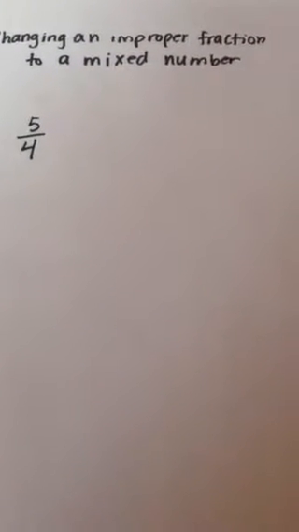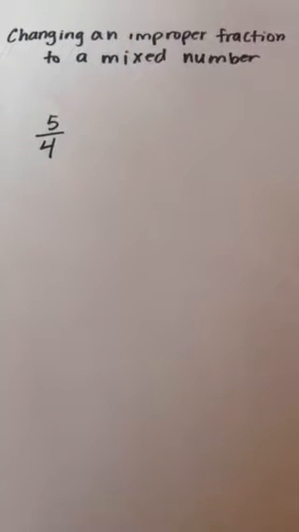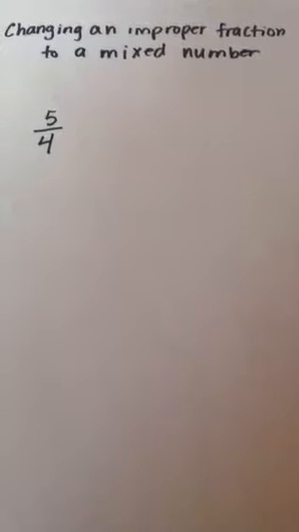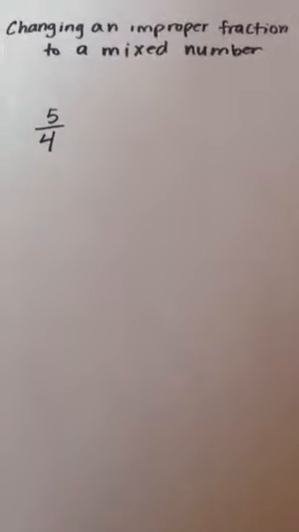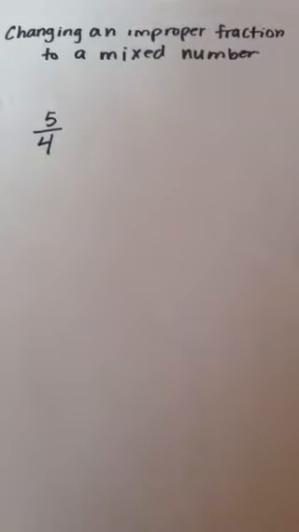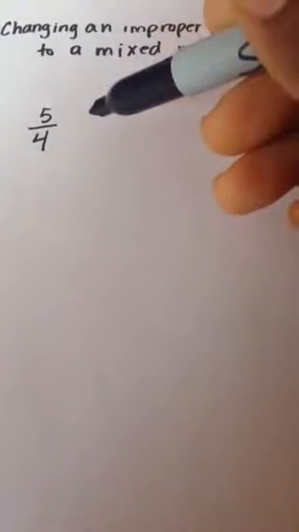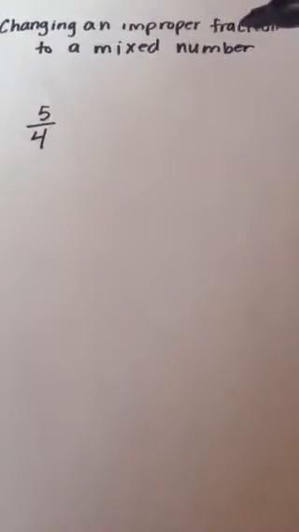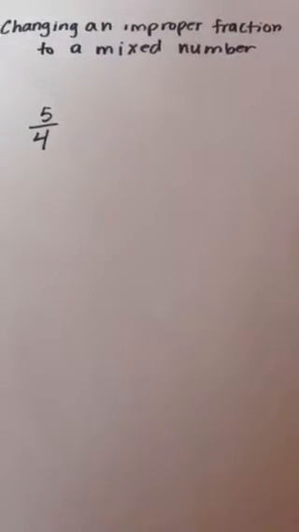And a mixed number is a number that has a whole number and a fraction, and it's a combination of a whole number and a fraction. It's a mixed combination, hence the name mixed number. So how do we change 5/4 over to what we call a mixed number? So one strategy that you can use is called pulling out the whole.